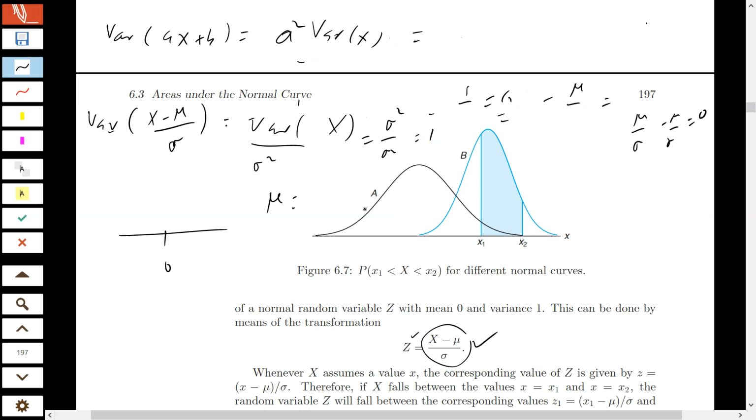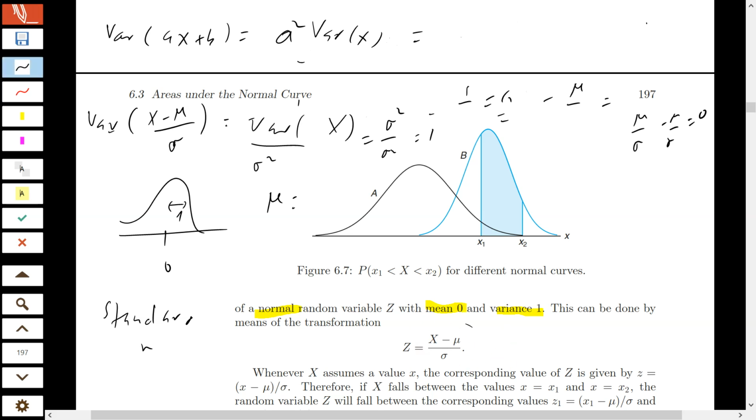So it's amazing. If you apply this transformation, all the variables get converted to a single variable which has a mean of 0 and standard deviation of 1. That is why it was called standard normal, right? So what is standard normal? Standard normal is a normal random variable which has a mean of 0 and a variance of 1. And because now we know the mean and variance, we can have just one table.